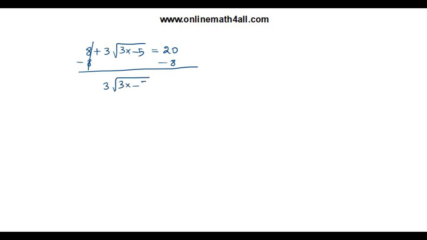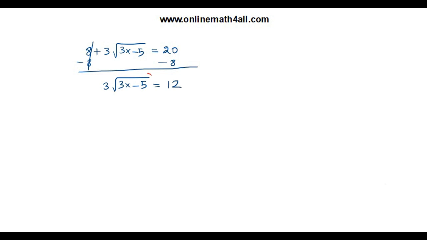Okay, let us look at another example. 8 positive 3 times square root of 3x negative 5 is equal to 20. Okay, as I told you already, first we have to isolate the square root term. For that, first we have to get rid of the 8 we have on the left side of the equation. I just subtract 8 from both sides. So positive 8, negative 8 will cancel out. 3 times square root of 3x negative 5 is equal to 12.